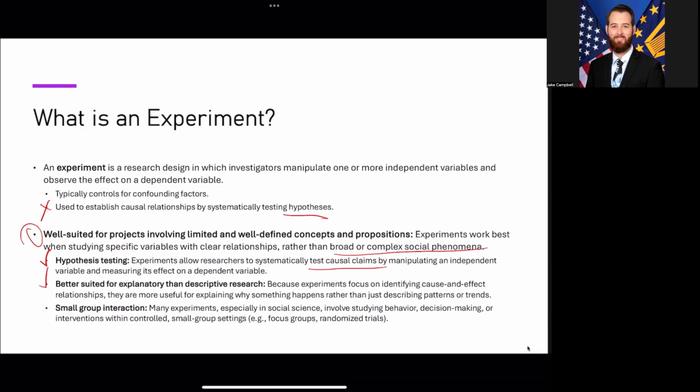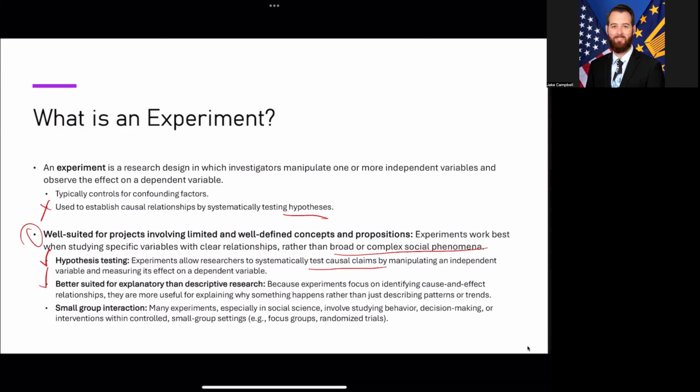They are better suited for explanatory research. What that means is we do experiments because we want to introduce an intervention and see if that results in some type of impact, right? Does the intervention that we introduced cause something to change? That is what we call explanatory research, because if something does change, we often conclude that the change is a result of us introducing that intervention.